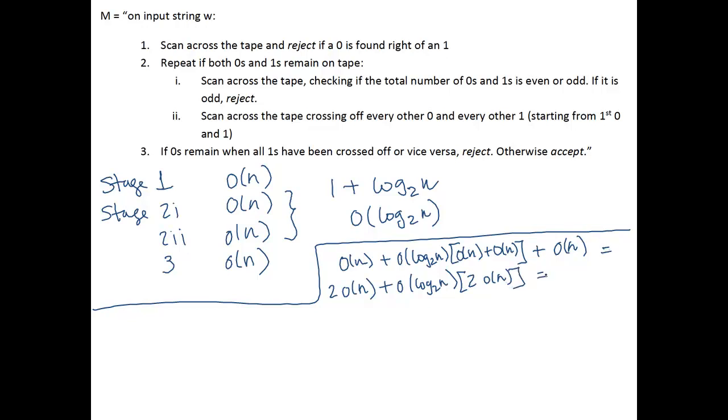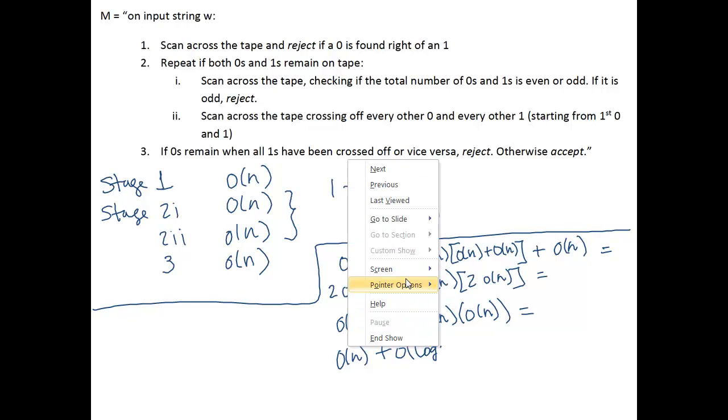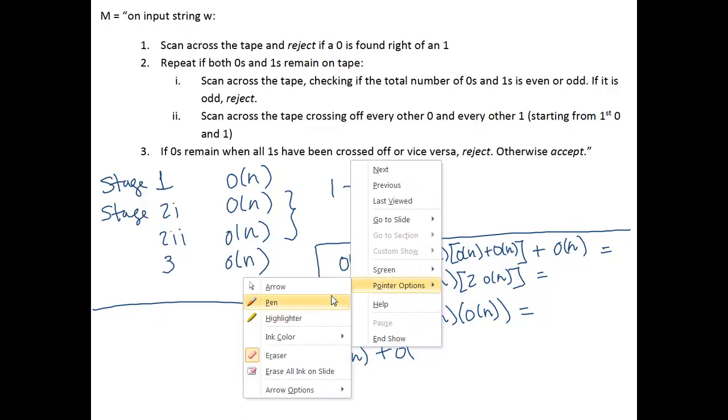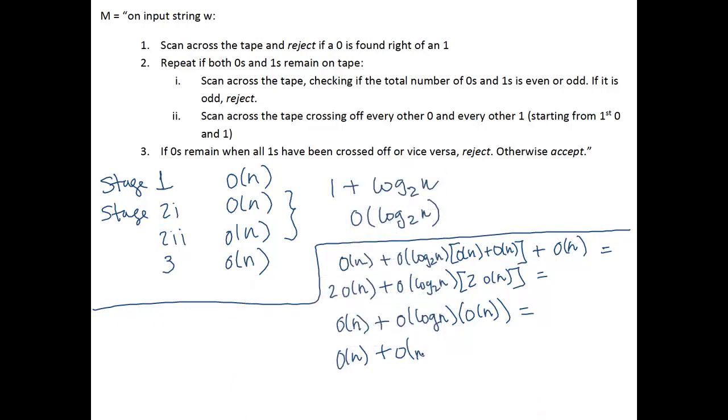Now let's drop the constants. So we have big O n plus big O log n times big O n. Okay, and we know this is the same thing as big O n plus big O n log n, I should put the n on the other side just for clarity. Okay, and then when we take the leading term, because that's all we care about, we end up with running time big O n log n. Okay, so that's the running time for this Turing machine M.